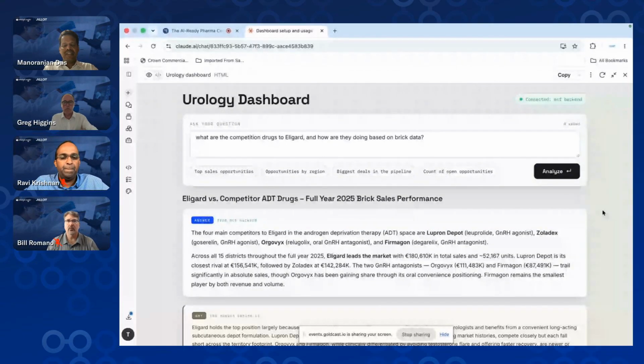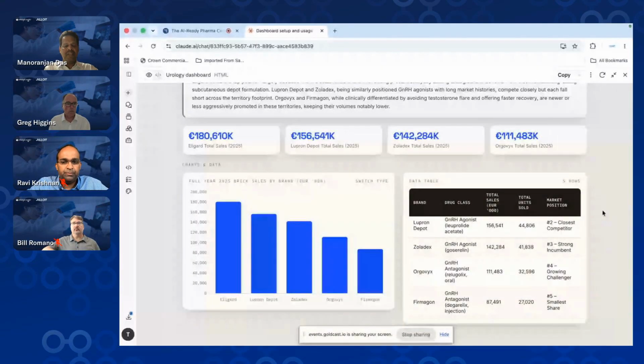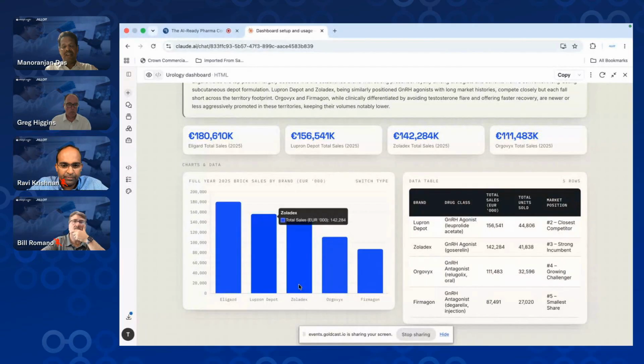So now I have run this prompt, and now it is telling me, okay, bear in mind, Eligard is targeted at prostate cancer. And in the German market, the nearest competitions are the following. This one is from AbbVie. This one, I believe, is from AstraZeneca. So that means your competition is closing in.